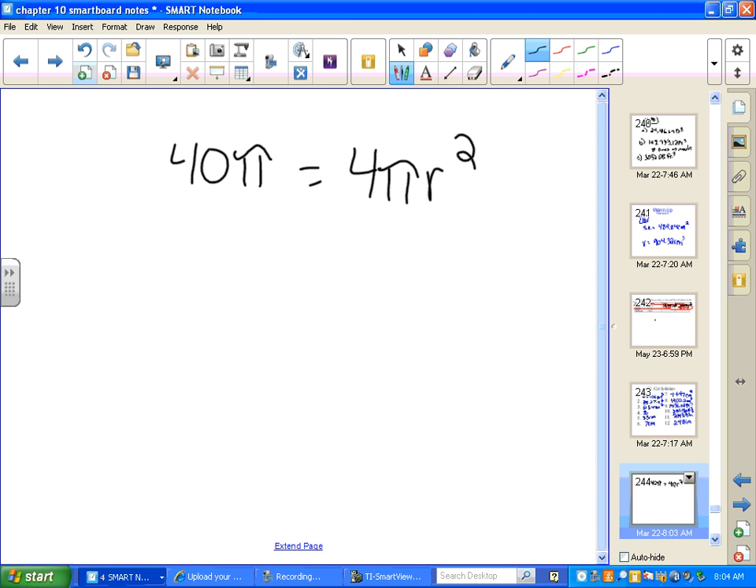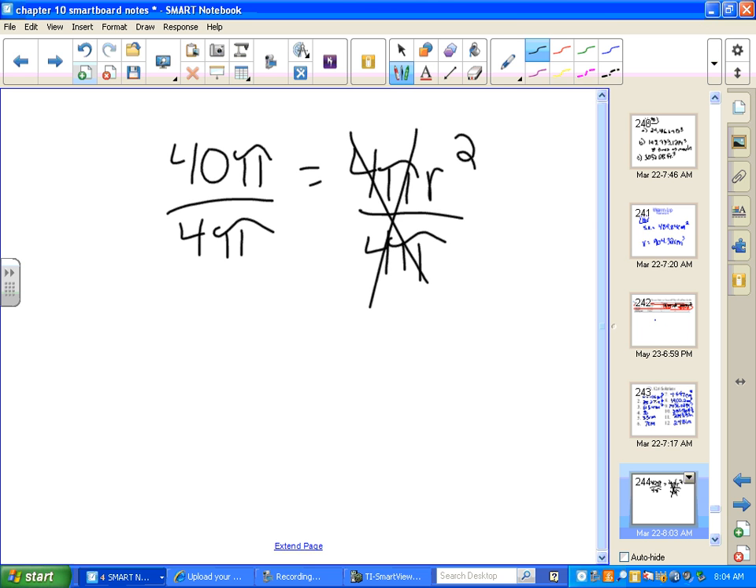Are you okay for now? Or did you already figure out what you did wrong? Okay, let me keep going. So if you divide both sides by 4 pi, 4 pi cancels. 40 divided by 4 is 10. Pi divided by pi is 1, they cancel. So 10 equals r squared. Your answer cannot be 10 because you have to find what r is, not what r squared is. Square root both sides, you get 3.16, which is B.